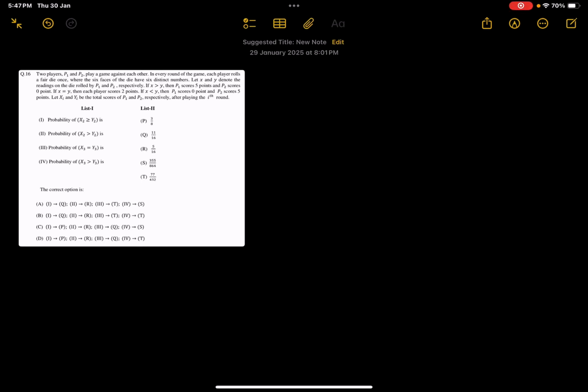Here we are given that there are two players, P1 and P2. Let's denote xi as the ith roll of P1 and yi as the ith roll of P2.